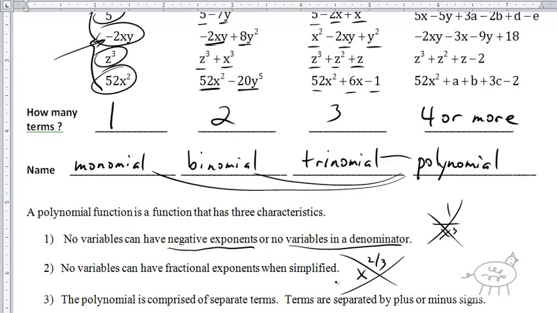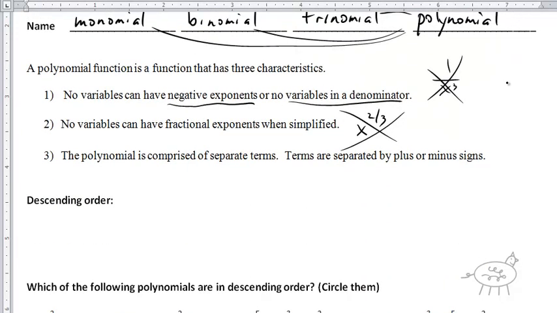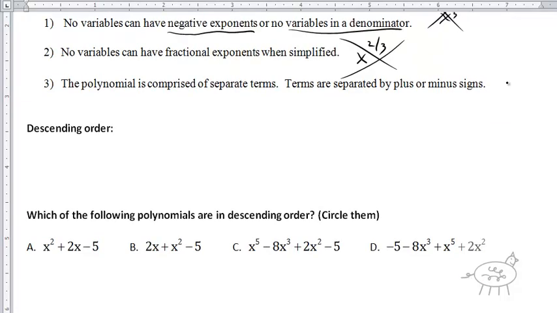Looking back at these problems here, it says they're separate terms, separated by pluses and minuses. Here's a plus, here's a plus, here's a plus, here's a minus. Pretty straightforward. So the next thing is called descending order.